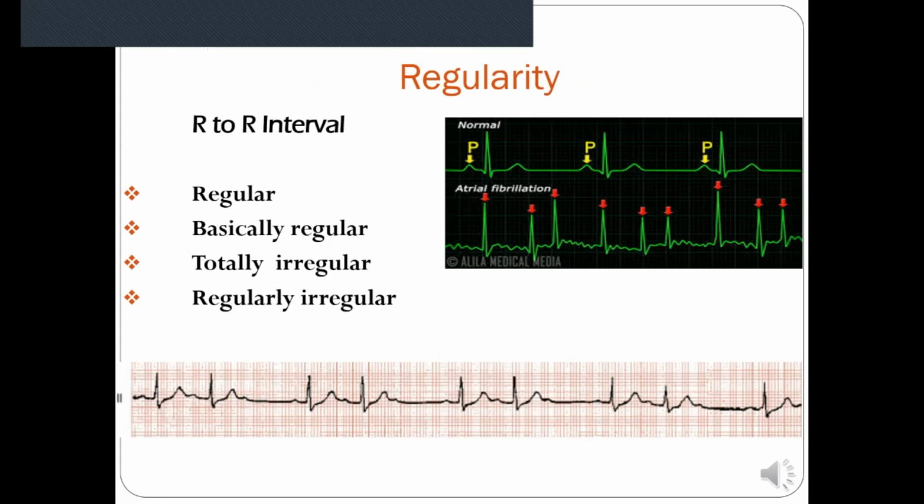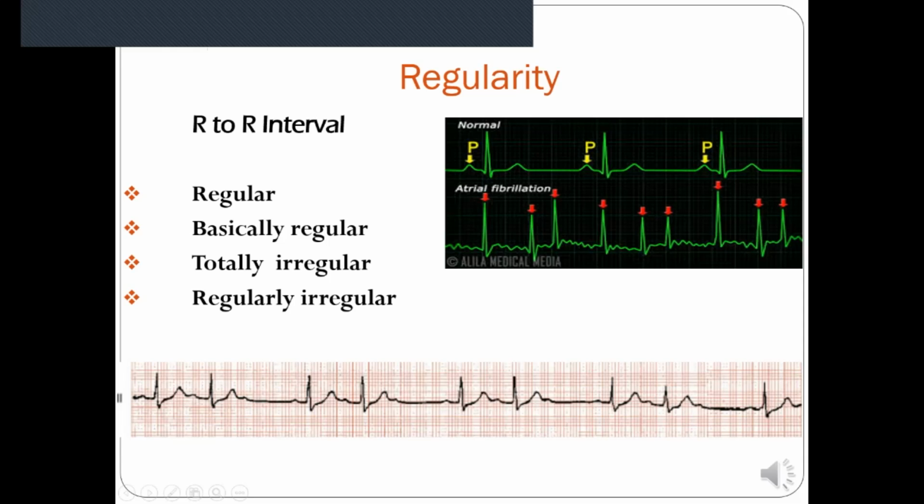And so you have the R to R interval. This is how you can tell if it's regular. So this is the PQR, right? So we're measuring from here to here to here to here. And that's when you use those little calipers that you'll see people on the cardiac floor having.